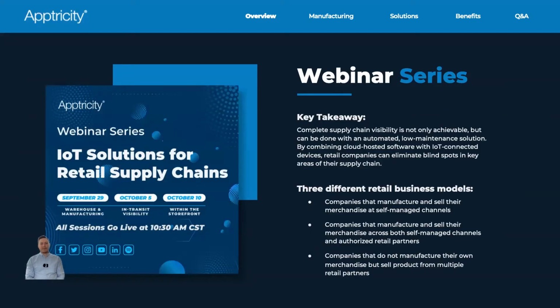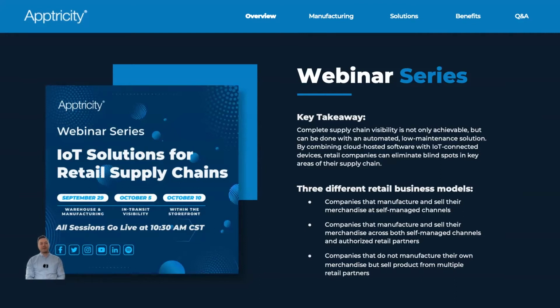And we're going to be basically branding this as the mission statement, the key takeaway for this entire series. And that is that complete supply chain visibility is not only achievable, but it can be done with an automated, low maintenance solution. By combining cloud hosted software with IoT connected devices, retail companies can eliminate major blind spots in key areas of the supply chain.